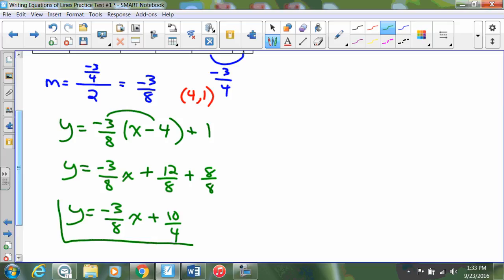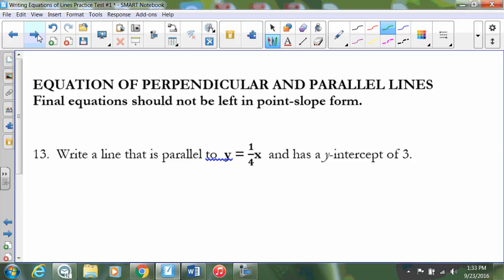Once again, don't freak, because my answer is in fraction form and yours is in decimals. You could see if you put in your calculator 10 divided by 4, you would get a 2.5. And then negative 3 divided by 8, if I had a calculator, I would know what you got. Fractions or decimals, both of them are correct.